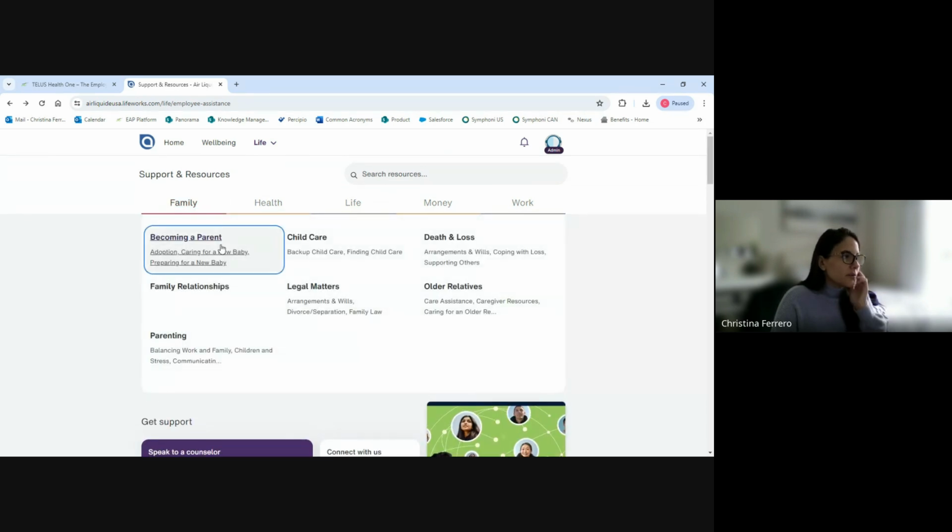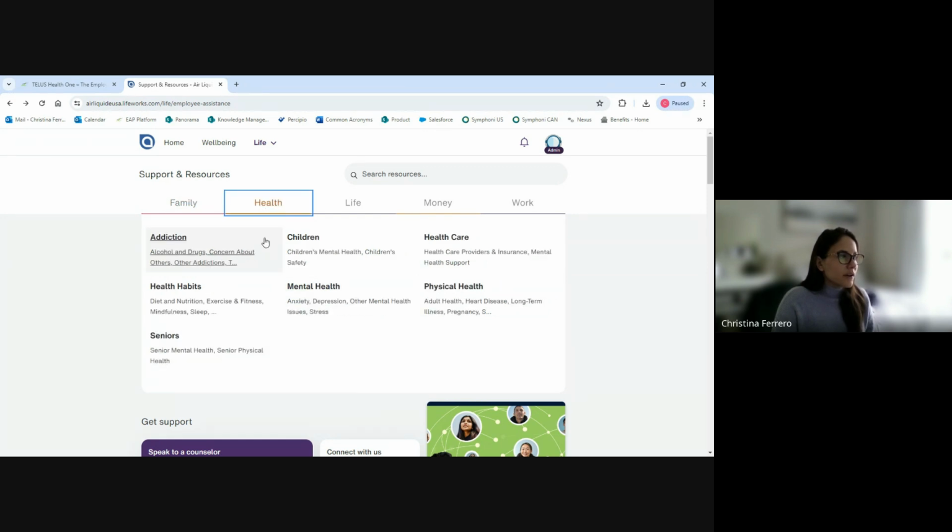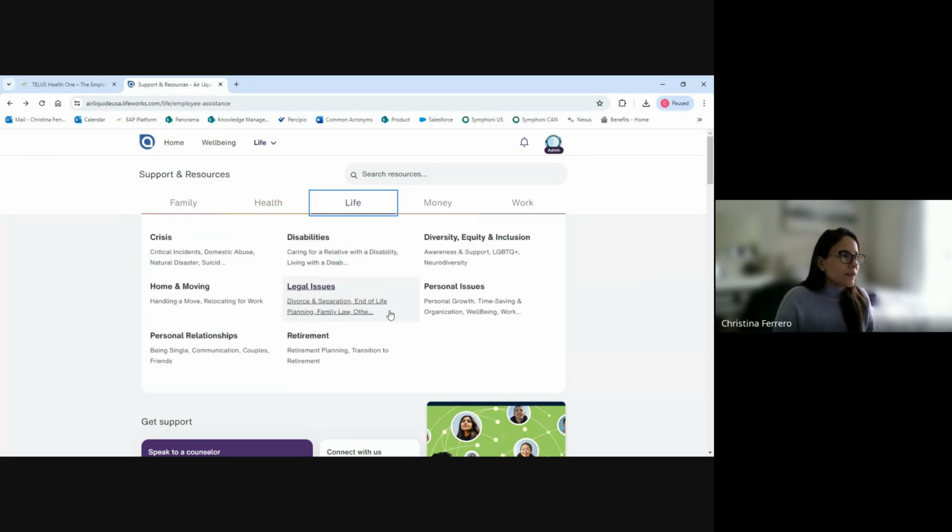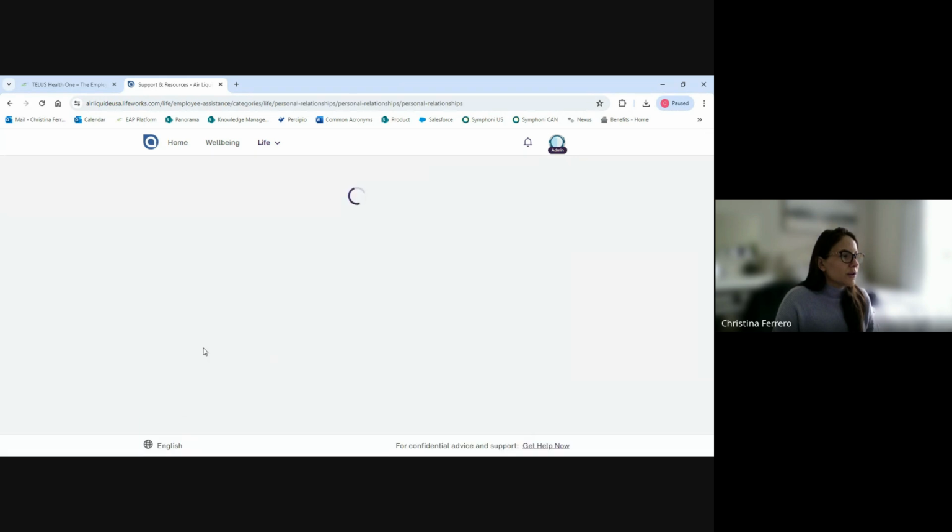I always like to click into one of these. So again, anything that you're going through, whether it's becoming a parent, childcare, death or loss, older relatives, legal matters, parenting, same thing with health, addiction, health habits, mental health, children, physical health, seniors, or life. There's a crisis, home and moving, personal relationships, diversity, and even personal issues. So let's just, for example, say that we want to do personal relationships.